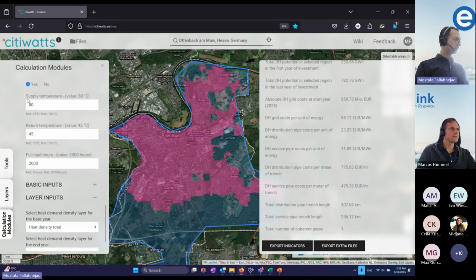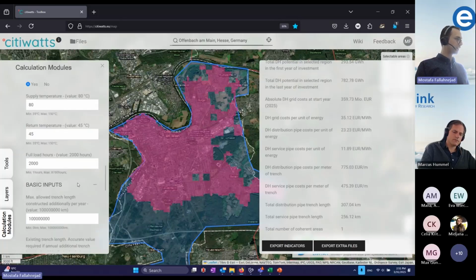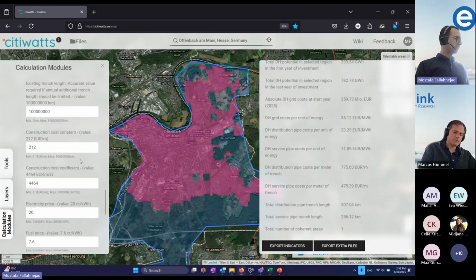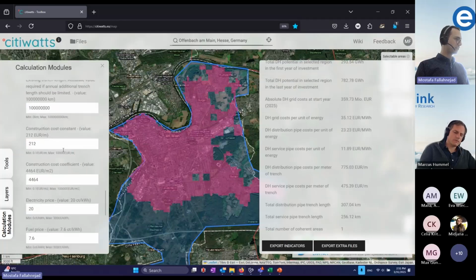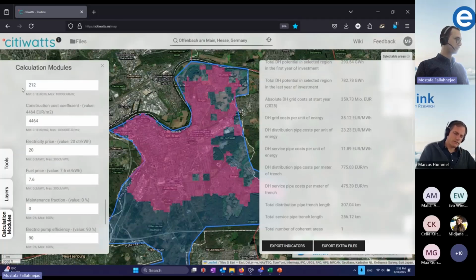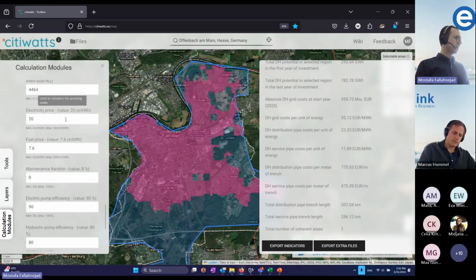So additional input parameters are supply temperature. The default one was 90-60. Here I have given 80-45. You need to provide full load hours. That's relevant for the size of pipes. You still have the option to limit the expansion or provide the construction cost coefficients.